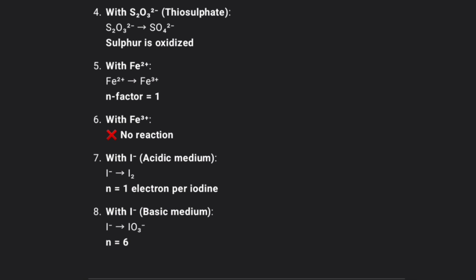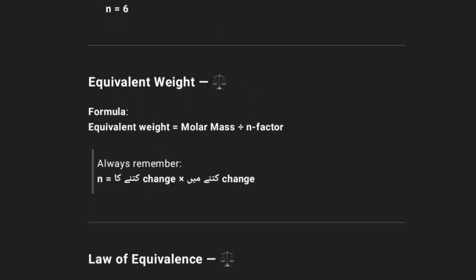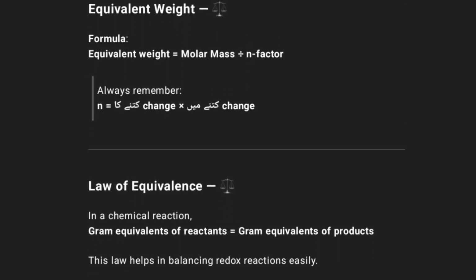7. With iodide in acidic medium: I- to I2, n equals 1 electron per iodine. 8. With I- in basic medium: I- to IO3-, n equals 6. Formula: equivalent weight equals molar mass divided by the n factor. Always remember, n equals change per atom times number of atoms changing. In a chemical reaction, gram equivalents of reactants equal gram equivalents of products. This law helps in balancing redox reactions easily.